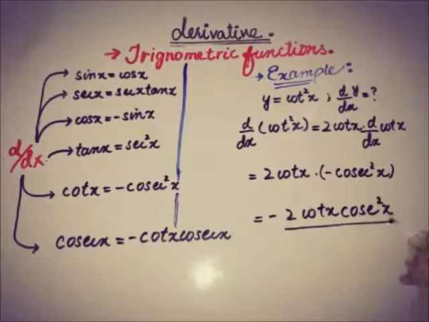This is the answer. We can simplify it and write it in the form of sin x or cos x. But this is how we can find the derivative of a function involving trigonometric identities. Let's take another example.